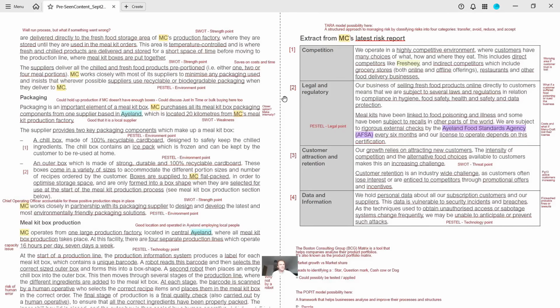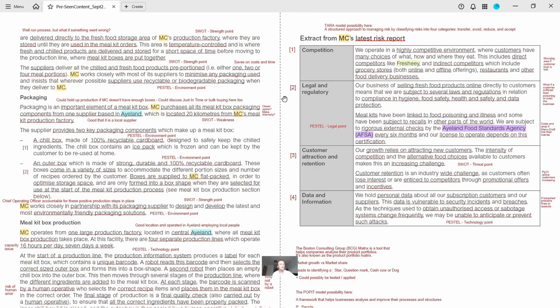Coming on to the left-hand side now and carrying on, we're told that they are delivered directly to the fresh food storage area within the production factory. So again, another SWOT analysis strength, that it's all kept in one place, where they're stored until they're used in the meal kit orders. This area is temperature controlled and is where fresh and chilled products are delivered and stored for a short space of time before moving to the production line where meal kit boxes are all put together. So it sounds like a well-run process, but I'm always thinking when I read through these things, what could possibly go wrong? And there are a few things: what if the goods are left out, what if they're left in room temperature. There are so many different things.